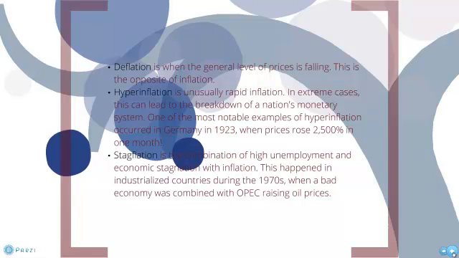Stagflation is the combination of high unemployment and economic stagnation with inflation. This happened in industrialized countries during the 1970s when a bad economy was combined with OPEC's rising oil prices.